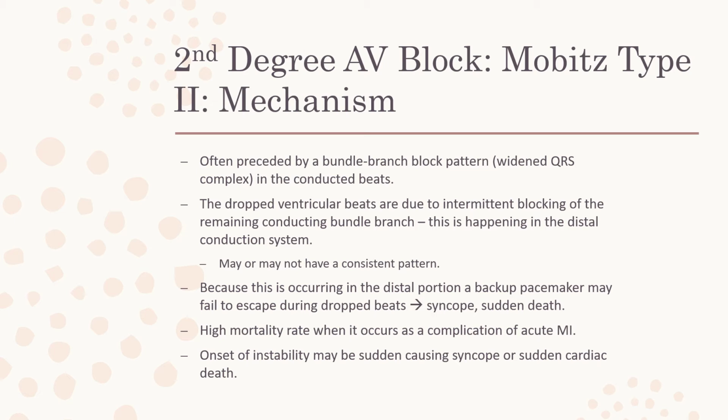The high mortality rate occurs when it's a complication of acute MI. When you see second degree type 2 in a patient who is having an acute MI, there is a high mortality rate with this particular rhythm. Onset of instability may be sudden, causing syncope or sudden cardiac death. So this is a rhythm that we really, really want to pay attention to.